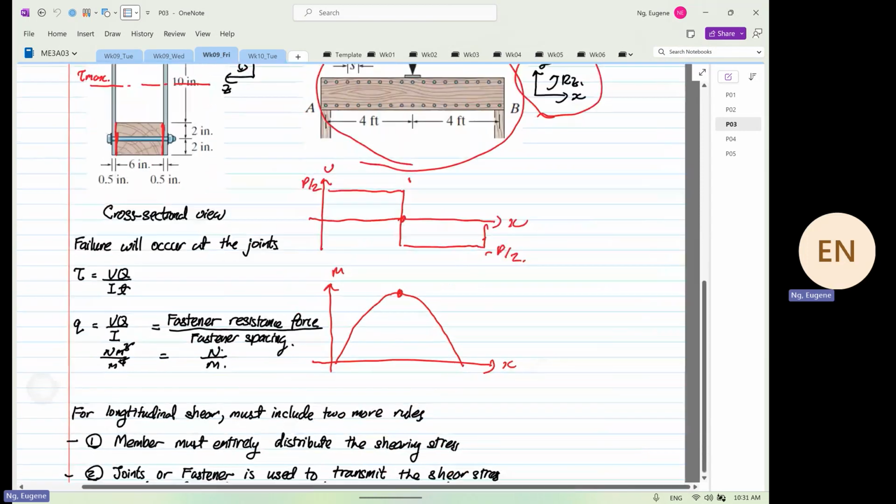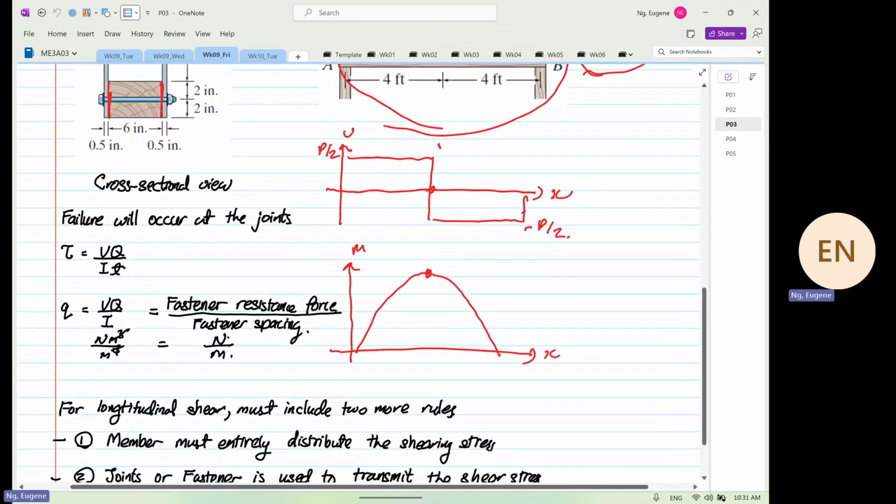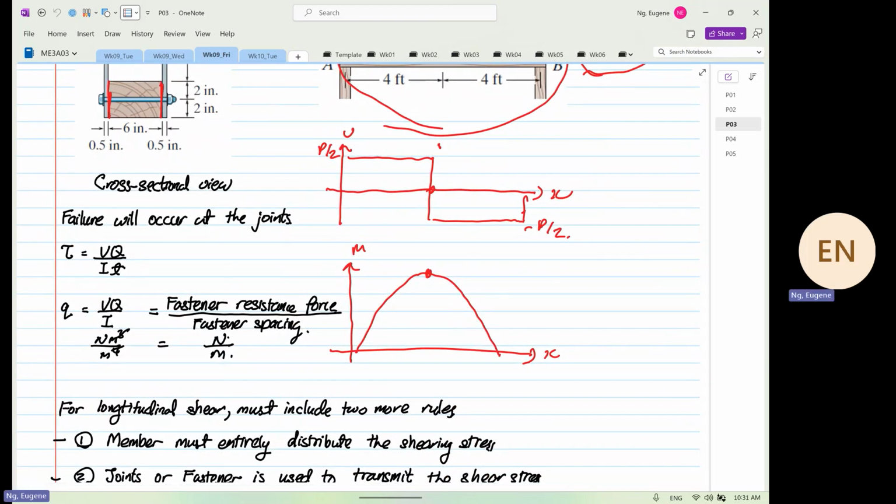Then there's a new formula that we have to learn. Okay, it's not so difficult. Failure will occur at the joint, and the shear flow q is equal to the fastener resistance force divided by the fastener spacing.